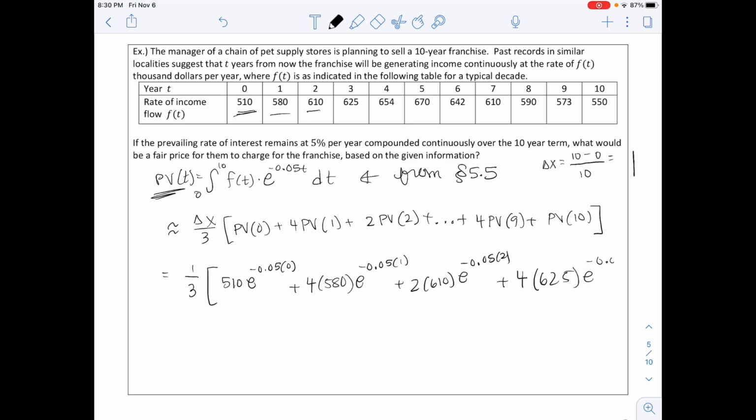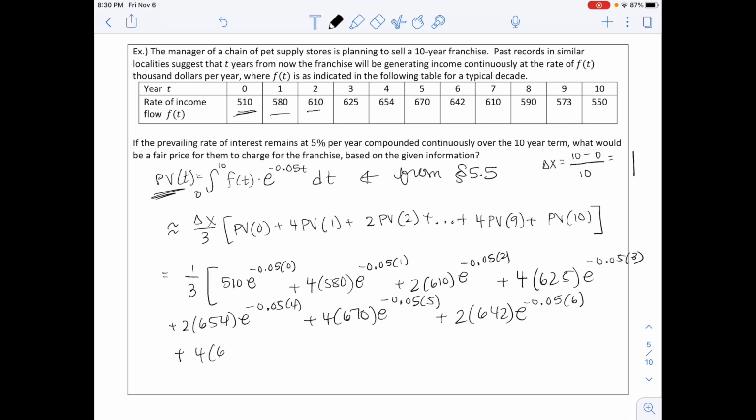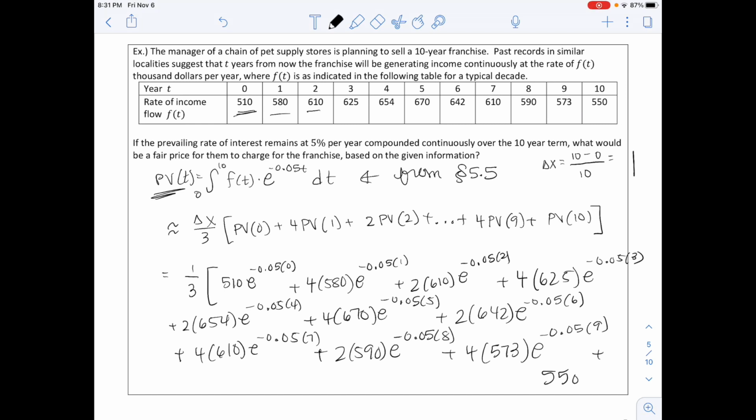625 e to the negative 0.05 times 3, plus 2 times 654 e to the negative 0.05 times 4, plus 4 times 670 e to the negative 0.05 times 5, plus 2 times 642 times e to the negative 0.05 times 6, plus 4 times 610 e to the negative 0.05 times 7, plus 2 times 590 times e to the negative 0.05 times 8, plus 4 times 573 e to the negative 0.05 times 9, plus the last term that we would have would be 550, which is our f of 10, times e to the negative 0.05 times 10.